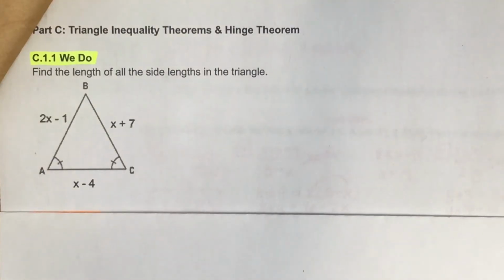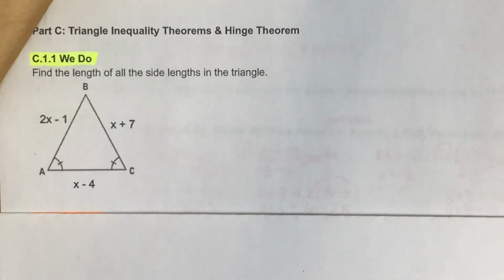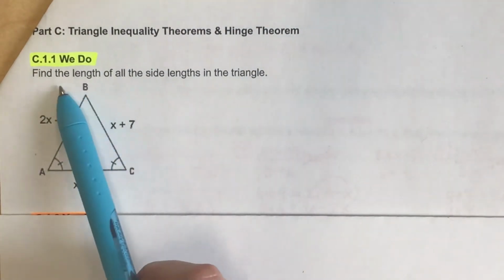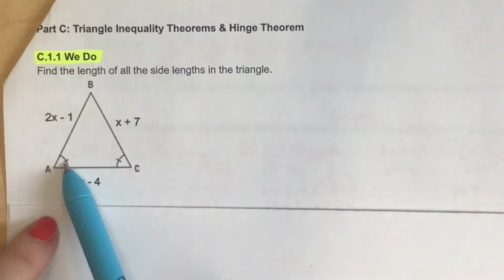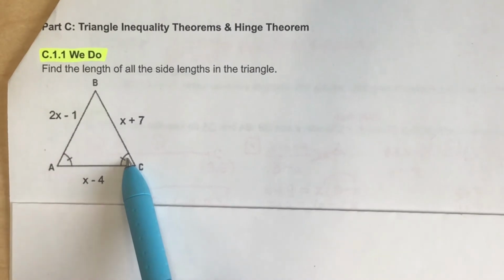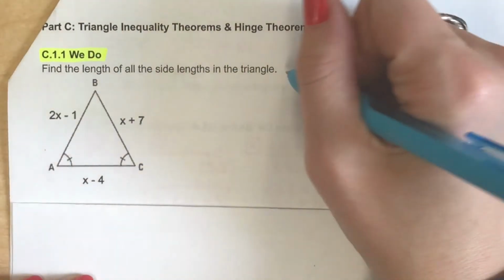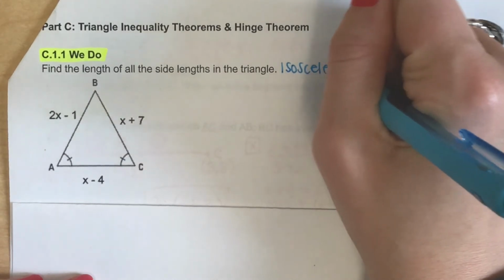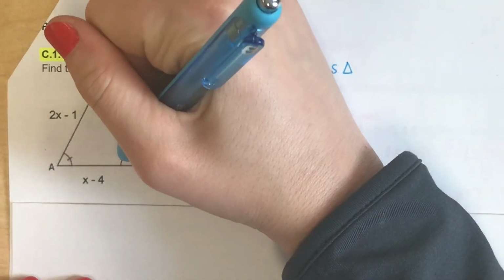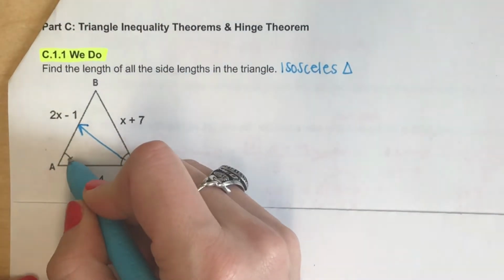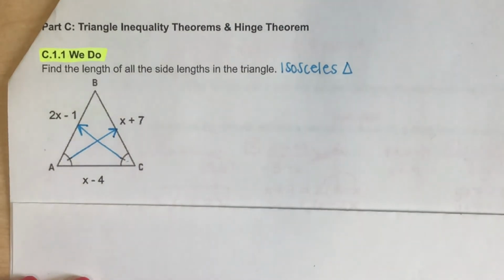Okay, gems, we have made it to our final section, triangle inequality theorems and the hinge theorem, which we just did, so you should feel so great about all of this information. Okay, we together are going to find the length of all the side lengths in this triangle. Now, I have two angles that are marked as congruent. When I have two angles marked as congruent, that must mean this is an isosceles triangle. And when you have an isosceles triangle, the two angles are congruent and the side lengths that are directly across are also congruent. So this side and this side are the same.